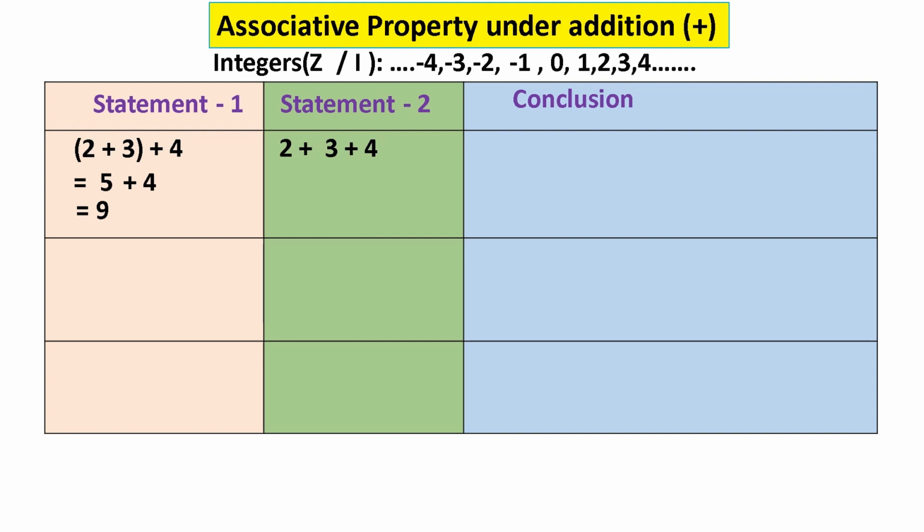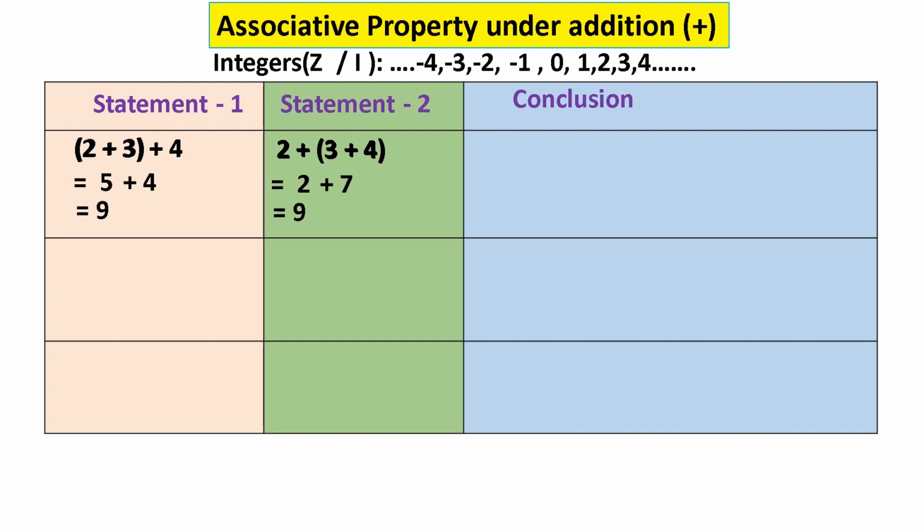We cannot add 3 integers at the same time. First we add 2 integers, and after that we add the third one. So in this case, in statement 2, we add the last 2 integers. Now 3 plus 4 is 7. Now 2 plus 7 is equal to 9.